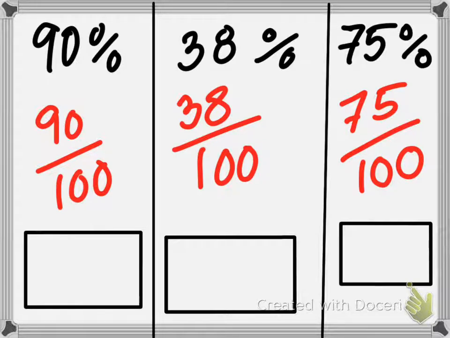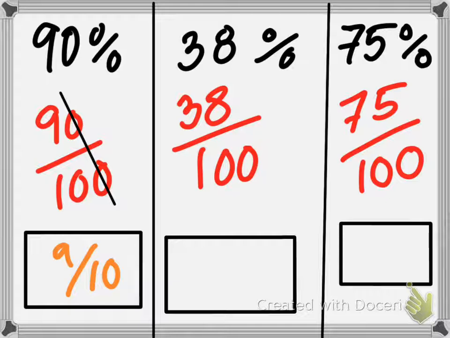Vahe, what's the simplified? 18 over 20. We can get a little smaller than that. Can anybody else give me the simplified? Pearson, yes? 9 over 10. Whenever we end in a 0, you guys, are you ready? Watch my favorite thing. I just divided by 10.